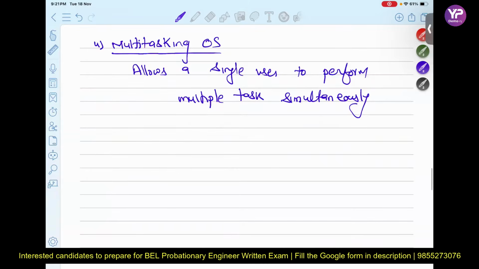Fine. Multitasking is multiple tasks a single user can perform simultaneously. Can you just tell me, we have only a single CPU, then how can we execute multiple tasks? No, sir, we have multiple cores in the CPU. We have multiple cores, sir, in the processor. Multiple cores. Okay. That is right.